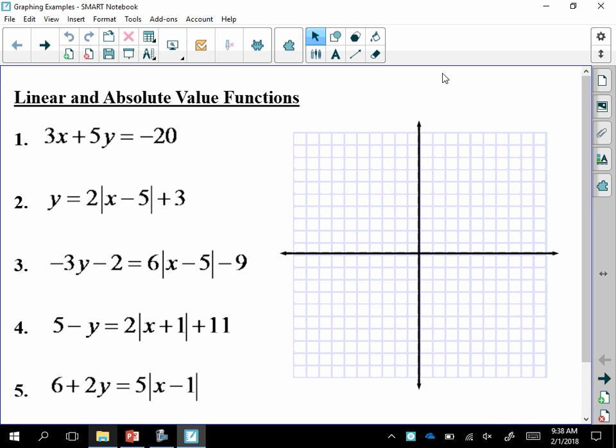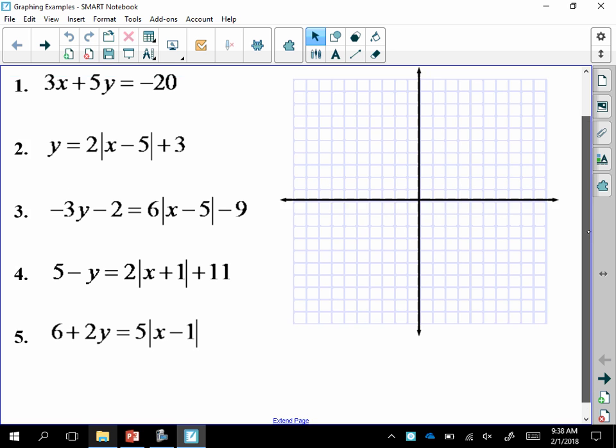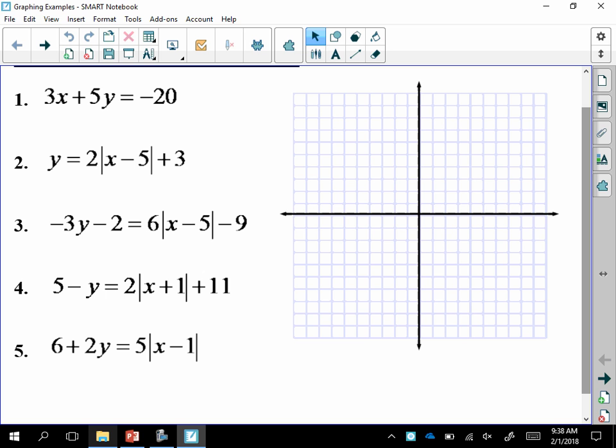This first set are just linear and absolute value functions. I'm not going to insult your intelligence by making you graph a linear function. It's just a line. If you can't do that by now, then you're probably in the wrong class. You probably meant to go to Algebra 1. But we know how to graph lines, so we're good. The next few are absolute value functions. Let's just pick one. Let's do number 3.